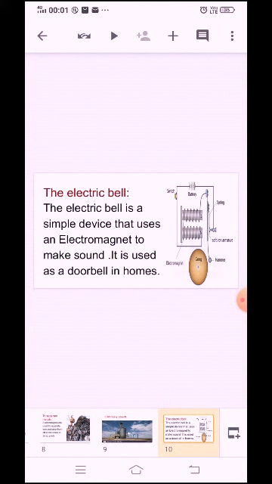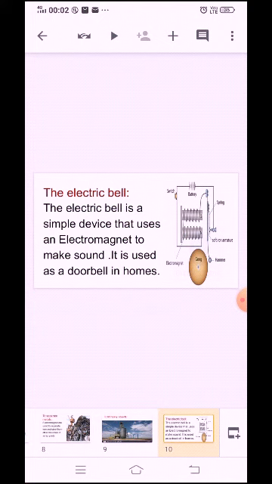Last one, the electric bell. What is the electric bell? The electric bell is a simple device that uses an electromagnet to make sound. It is used as a doorbell in homes.